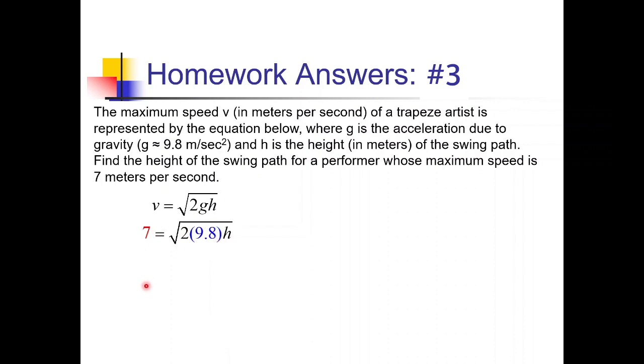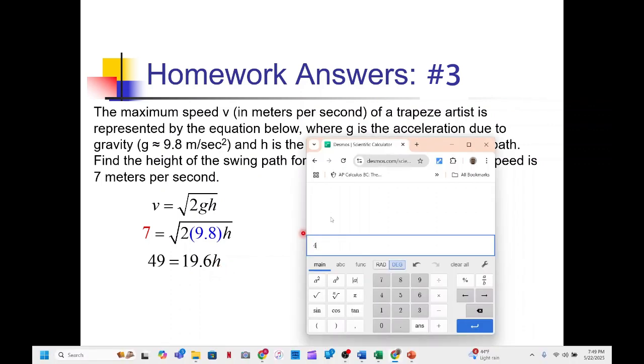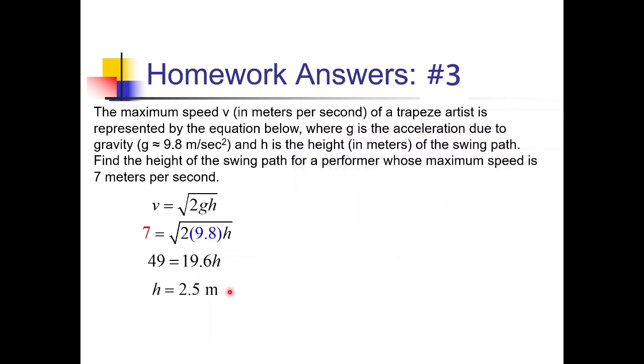So that'll give us 49 on the left. And on the right side, we're going to have 2 times 9.8, which is 19.6, and we also have an h in there. So now we just have to divide both sides by 19.6. So 49 divided by 19.6 comes out to, well, how about that? Exactly 2.5. So 2.5 meters is the swing path for this trapeze artist.